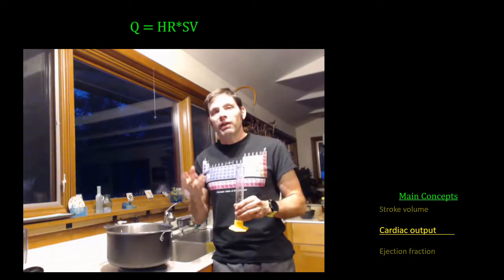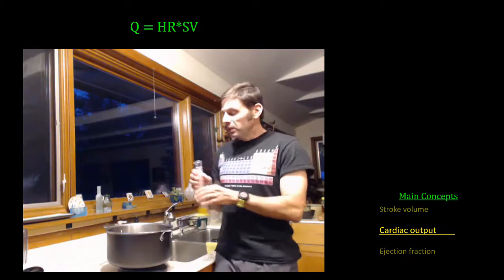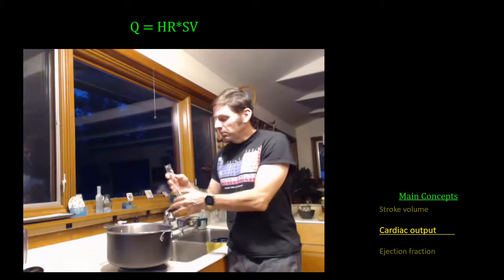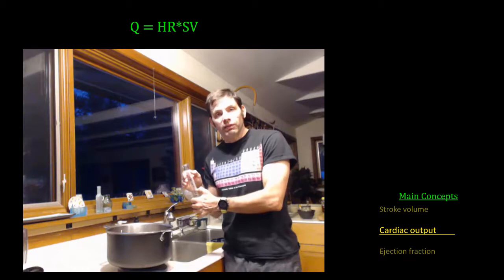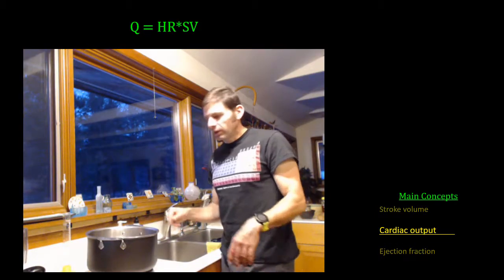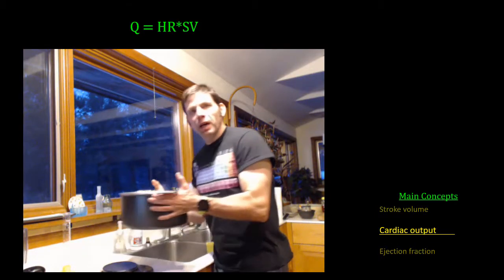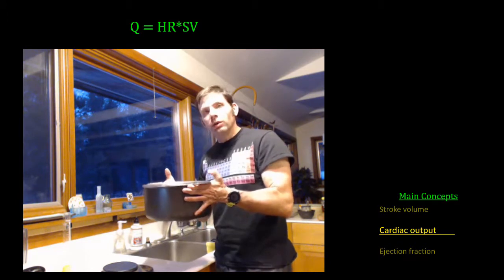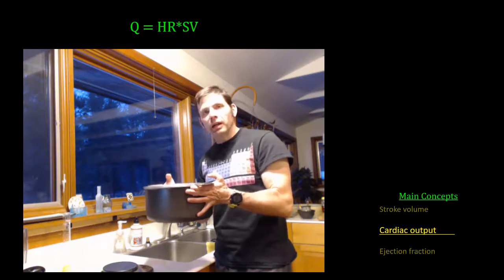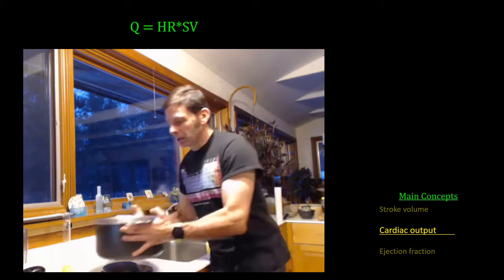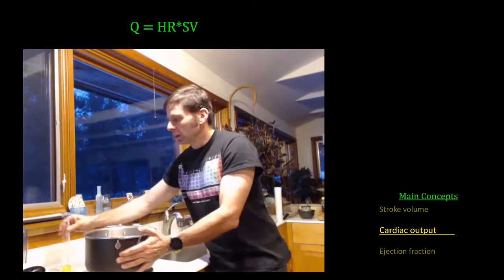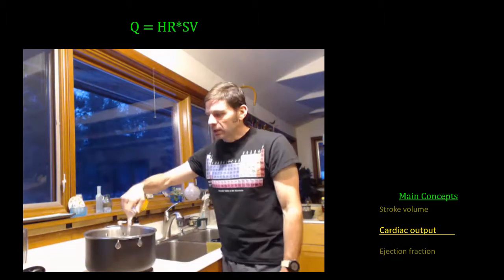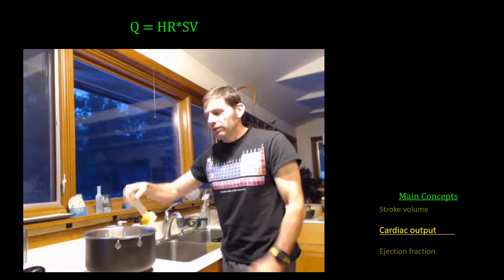If at rest it's pumping 5 liters per minute, that would be about 100 beats per minute if the stroke volume is 50. For point of reference, this pot is about a 5-quart pot or 5-liter pot. So my cardiac output at rest would fill this pot every minute, which isn't bad for a little pump dumping 60 milliliters at a time or 50 milliliters at a time into the pot.